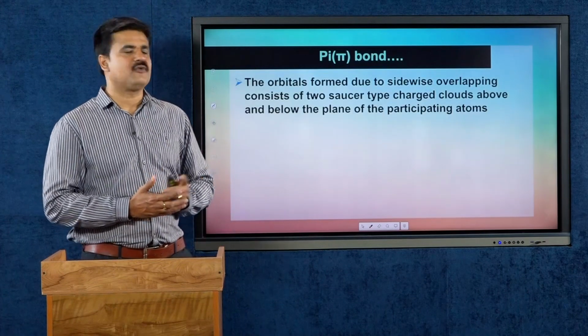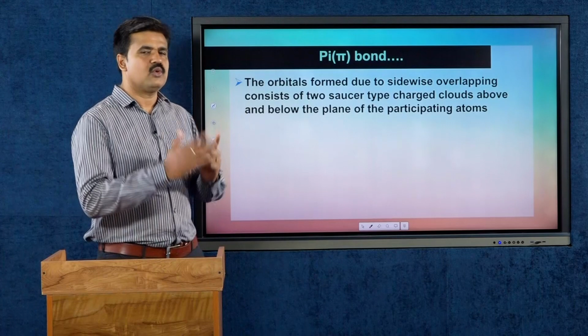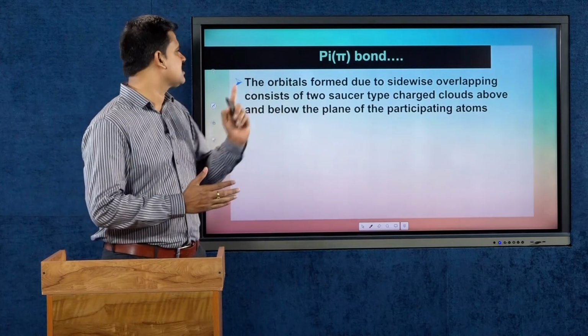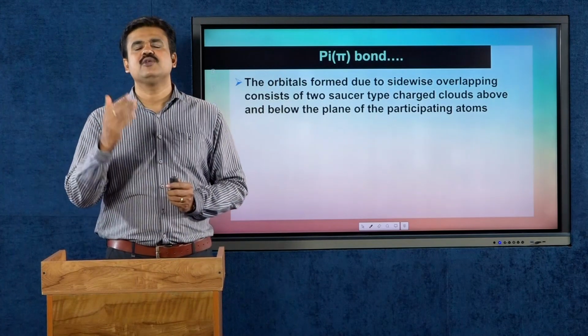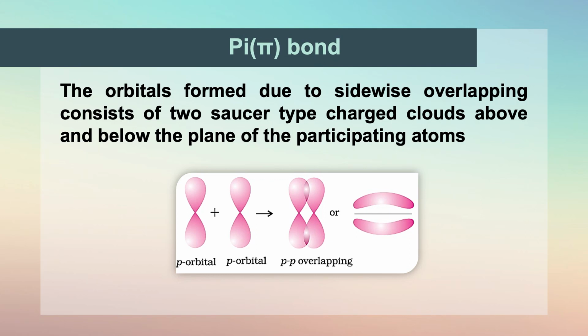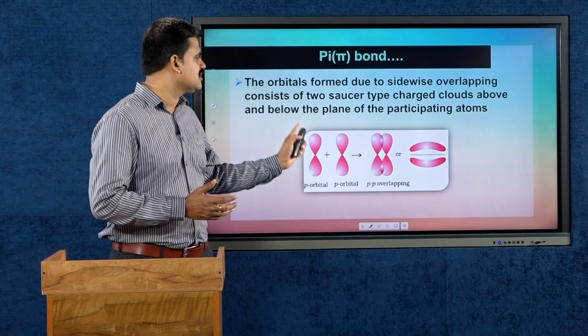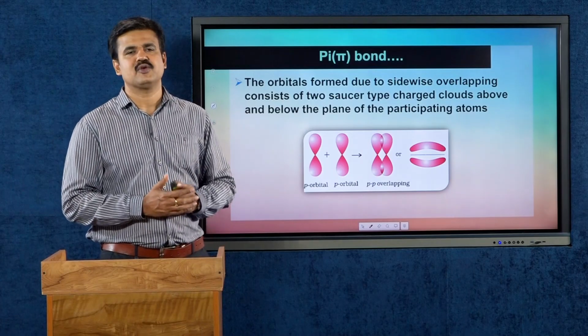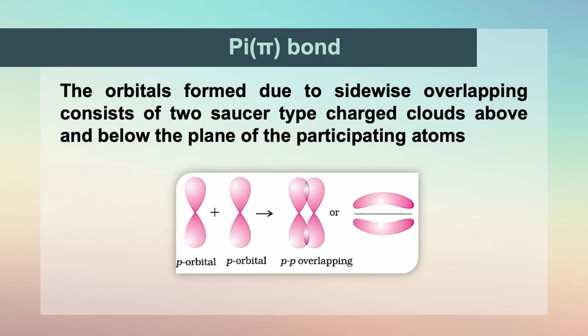The orbitals formed due to sidewise or lateral overlapping consist of two saucer-type charged clouds above and below the plane of the participating atoms, as shown here. This is the pictorial representation of the orbital overlapping, that is, sidewise or lateral overlapping. The upper part of the first p orbital overlaps with the upper part of the second p orbital. That overlap is termed sidewise or lateral overlap, and the lateral overlap leads to the formation of the pi bond.